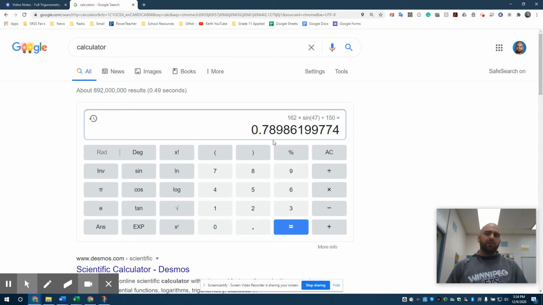Well, that's not angle A. That's definitely not angle A. That is the ratio of angle A. And so I need to do inverse sine of my answer. In my case, I have to answer; on your calculators, you might not have to. And I'm going to get that the angle is actually 52.17 degrees.